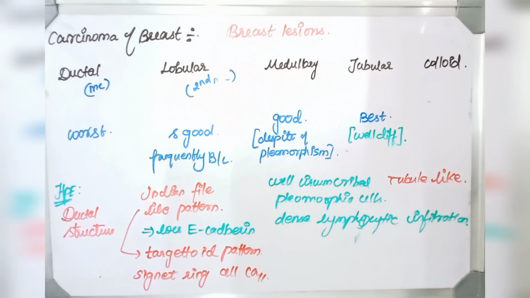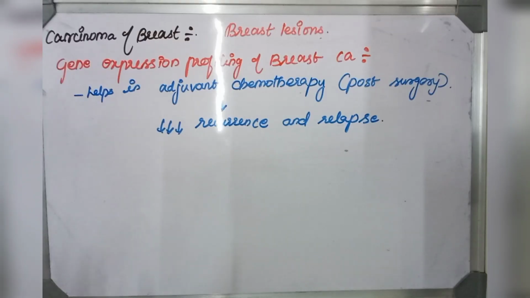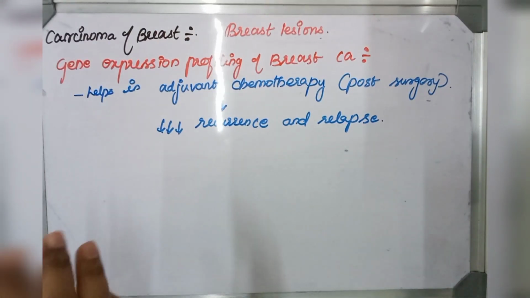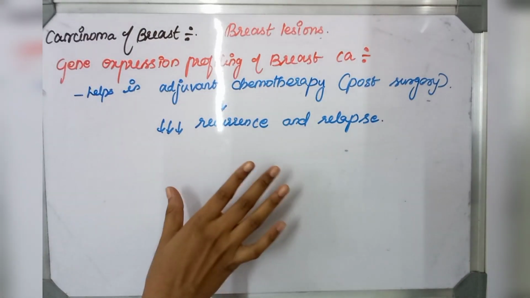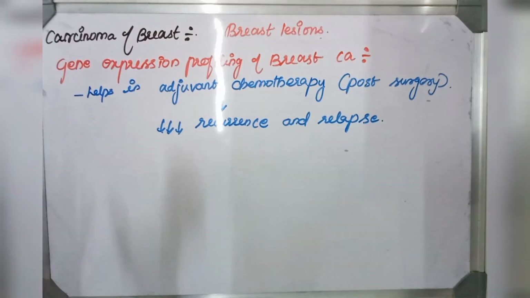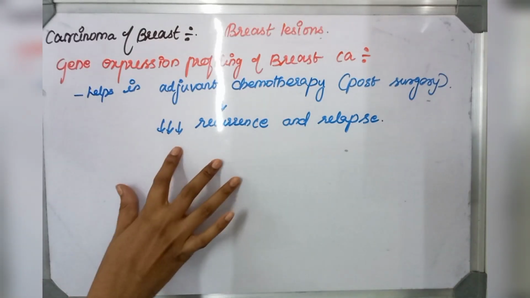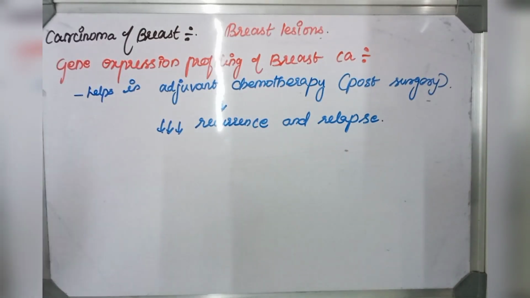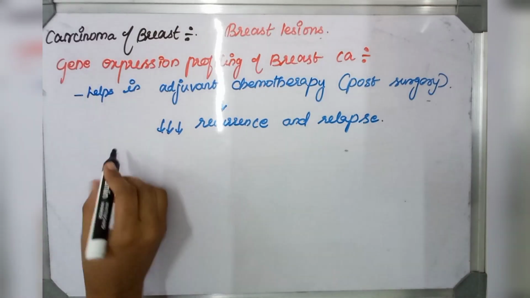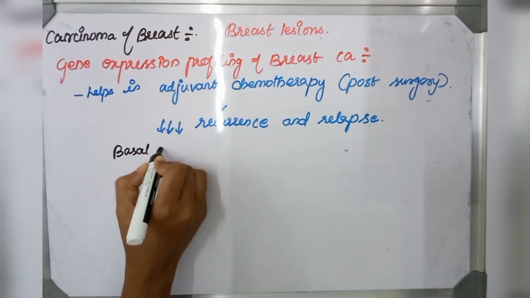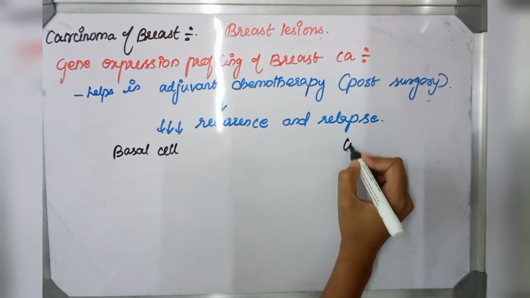So these are all different types of carcinomas of the breast. Now we are going to see the gene expression profiling of breast carcinoma, which helps in the diagnosis and in treatments. It also helps in adjuvant chemotherapy after surgeries, which reduces recurrence and relapse of the carcinomas. Here is an important topic: two types of cells which determine the type of carcinomas, the basal cells and the luminal cells.